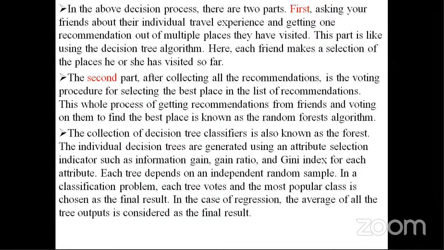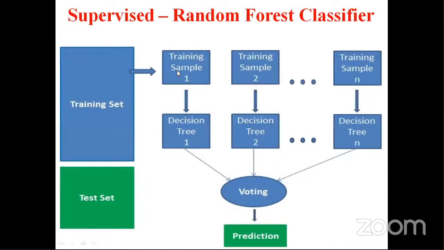In the above decisions, we have two parts, right? Now we'll see that when you pass this travel-related activity to your random forest, we get the decision with the final class, the final place name, like visit this place, right? Now how that works internally: the first part is asking your friends. We asked our friends about their individual travel experience and got recommendations out of the multiple places they visited, right? This part is called a decision tree. You can see one diagram here.